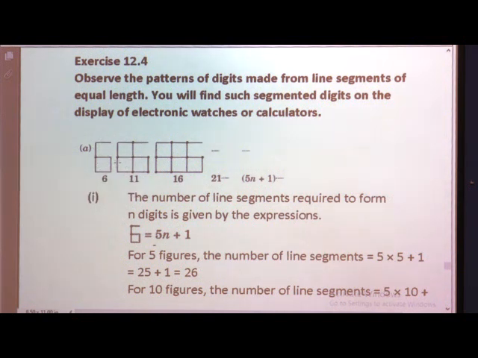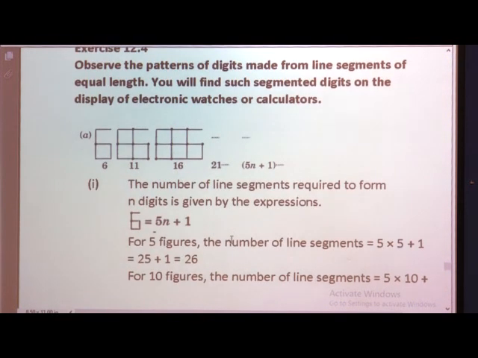Here we required 1, 2, 3, 4, 5, 6, 7, 8, 9, 10 and 11. Here we required 16. We will see some examples, so it will be easier. The number of line segments required to form n digits is given by an expression. N digits means we do not know the number of digits. N is a natural number, it may be infinite.